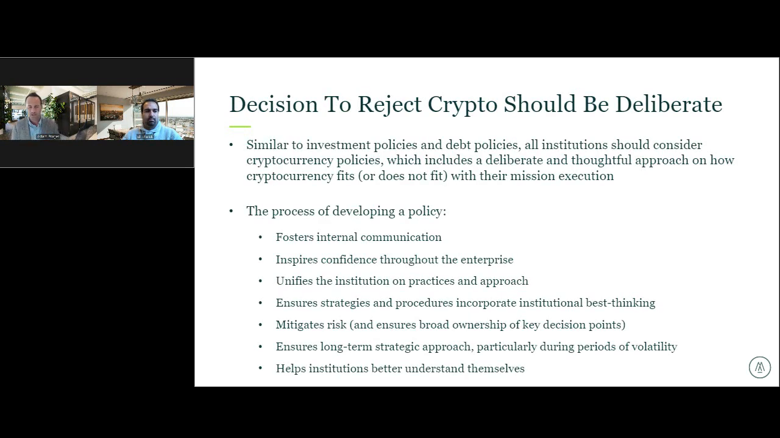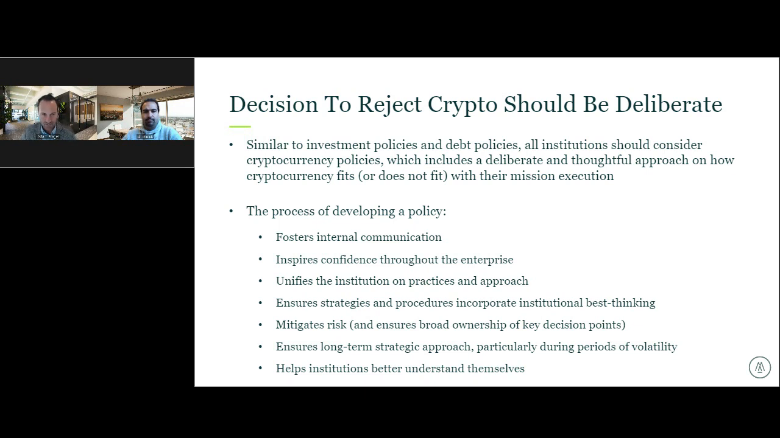So, I think I've mentioned this. I don't want to beat this too hard, but we really do believe that the decision to reject or accept cryptocurrency really should be deliberate. Similar to debt policies or investment policies, institutions really should be thoughtful as to why they're not accepting it. There's a lot of benefits to putting a cryptocurrency policy in place. We've listed them here, at the bottom in bullet form.